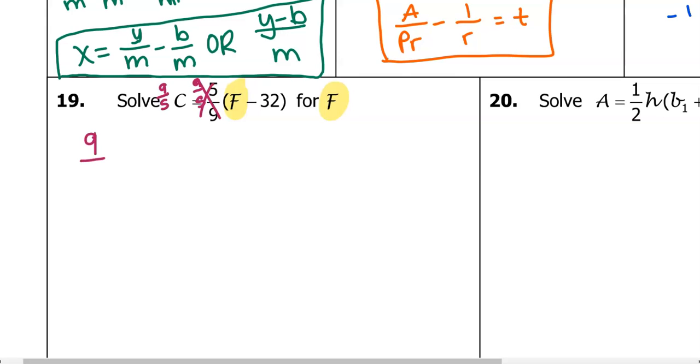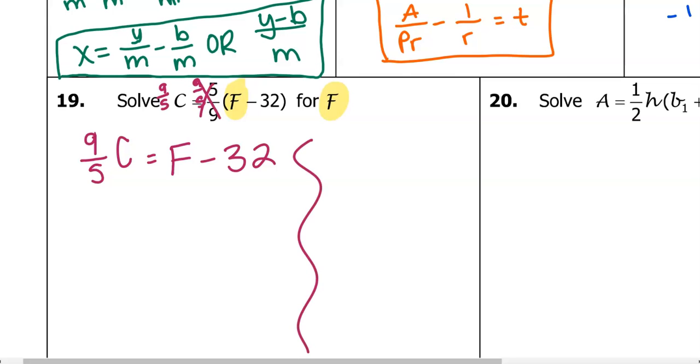So we have 9 over 5 C. It just goes in front of it. Equals F minus 32. What's wrong? My giant C. Here, I'll make my F bigger. Is that better? So it's 9 over 5C equals F minus 32.